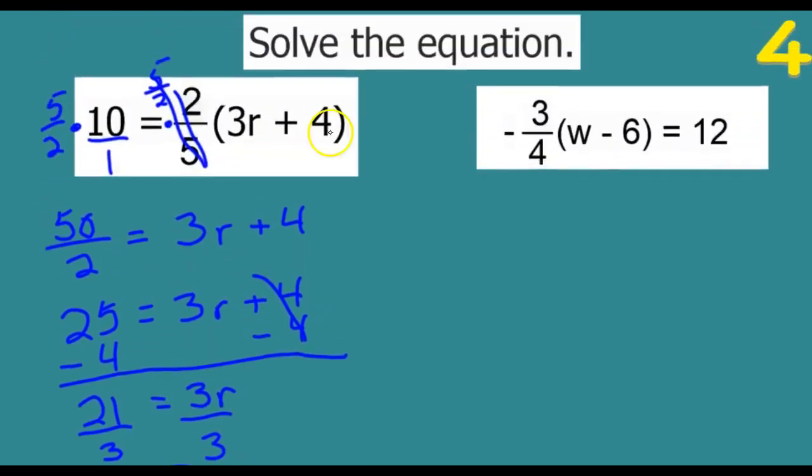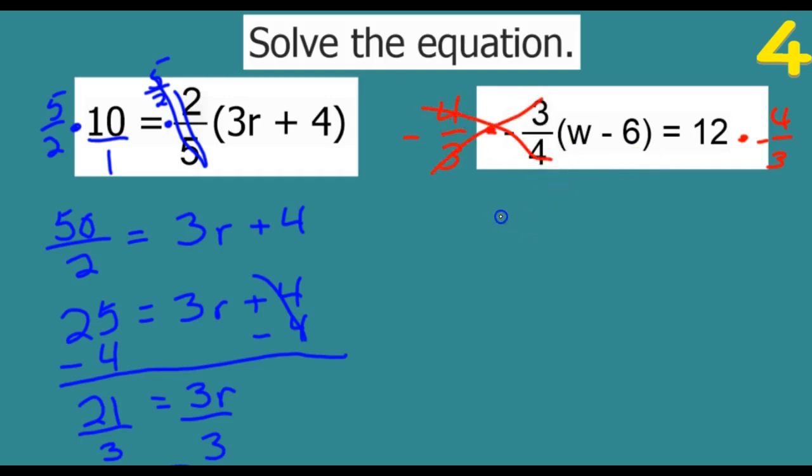Okay, and our last problem. We're also going to do this one by finding the reciprocal. So the reciprocal of negative 3/4 will be negative 4/3. We're just flipping our fraction. What we do to one side, we have to do to the other. So we're going to multiply this side by negative 4/3. We can cross these out.